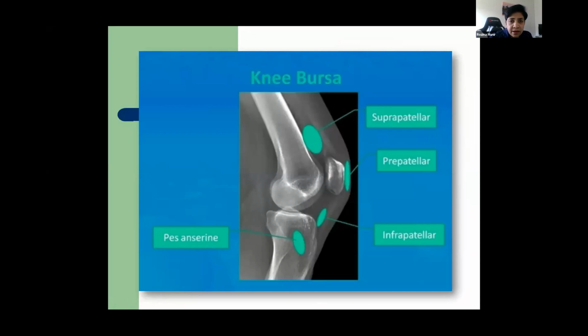Then beside that, the knee joint contains a lot of bursa. Bursa are small little pockets of free fluid. They act as a cushioning for the movement of the tendons and ligaments above the bone, so it helps in avoiding the friction. You can see all these small little areas called the bursa. The most common and the biggest one is the suprapatellar bursa.